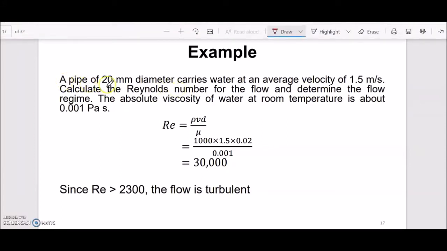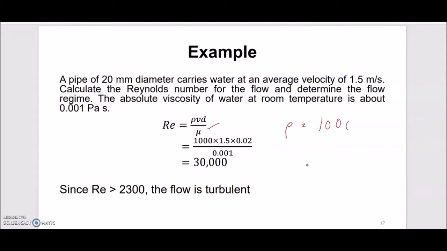So a pipe of 20 mm diameter carries water at a velocity of 1.5 meters per second. Calculate the Reynolds number for the flow and determine the flow regime. The viscosity is 0.001, and by using the Reynolds formula, rho V d over mu, we have the rho of water, that is 1000, which is a typical value, in kilograms per meter cube.